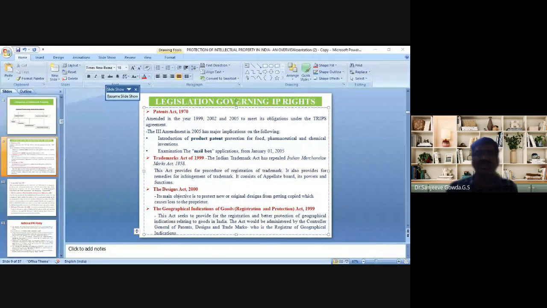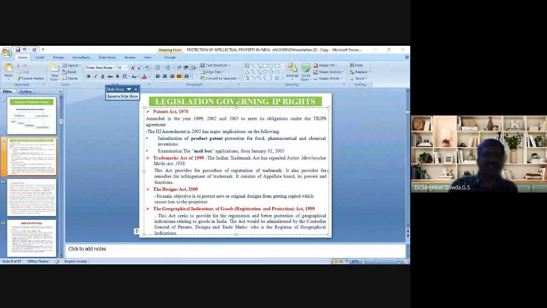The third amendment, brought by the Parliament in the year 2005, has a major implication: the introduction of the product patent. Well before 2005, there was protection of process patents, but in 2005 the Parliament introduced protection of product patents, especially for food, pharmaceutical, and chemical inventions. So it is protected under the present Indian legal regime called the Patent Act 1970. It also provides for the examination of mailbox applications from January 1st, 2005. Accordingly, in India at present, there is protection of process patents and product patents.